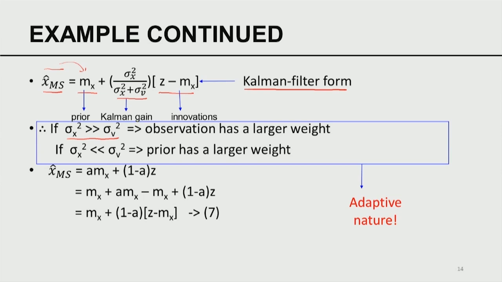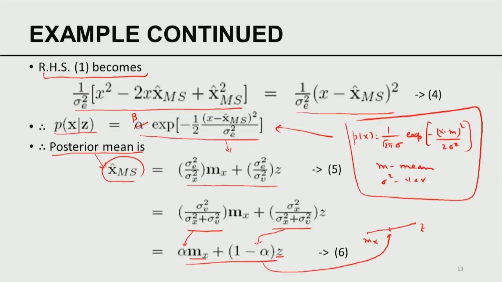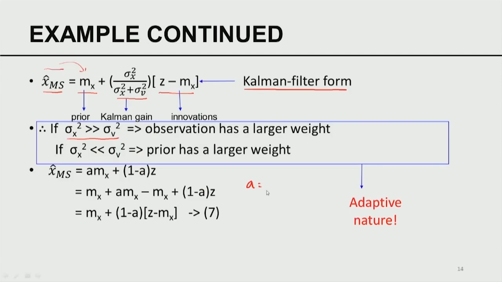So by substituting, equation 7 is another way of rewriting the same thing. A is a constant, so in this case A is equal to the previous thing that comes in here, which is sigma square v by sigma square x plus sigma square v. That's the definition of A, which we have also called alpha.